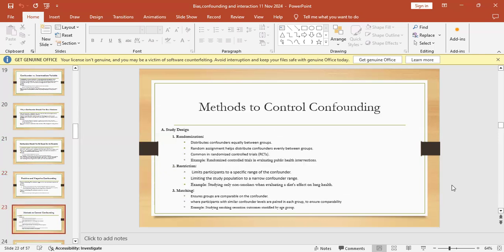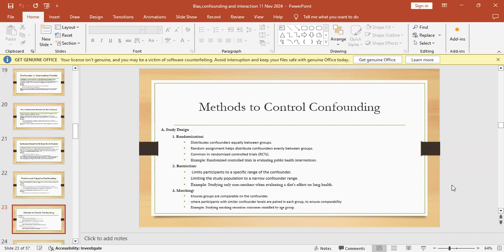Now, what are the methods for controlling confounders? It should be addressed at two levels. First, at the level of study design, and then at the level of analysis. At the study design level, we can control the confounders by three methods: via randomization, via restriction, and the third is matching. Now, how can we control the confounding by randomization?